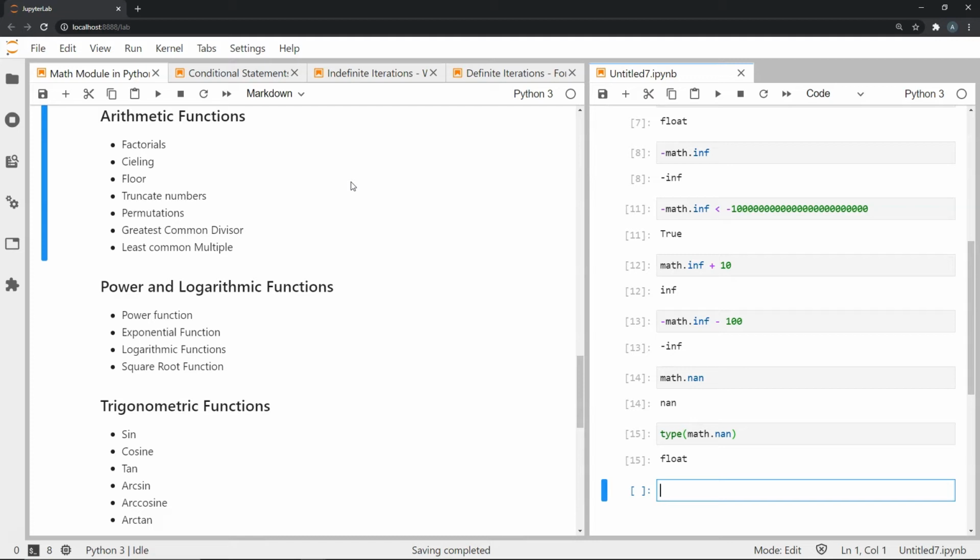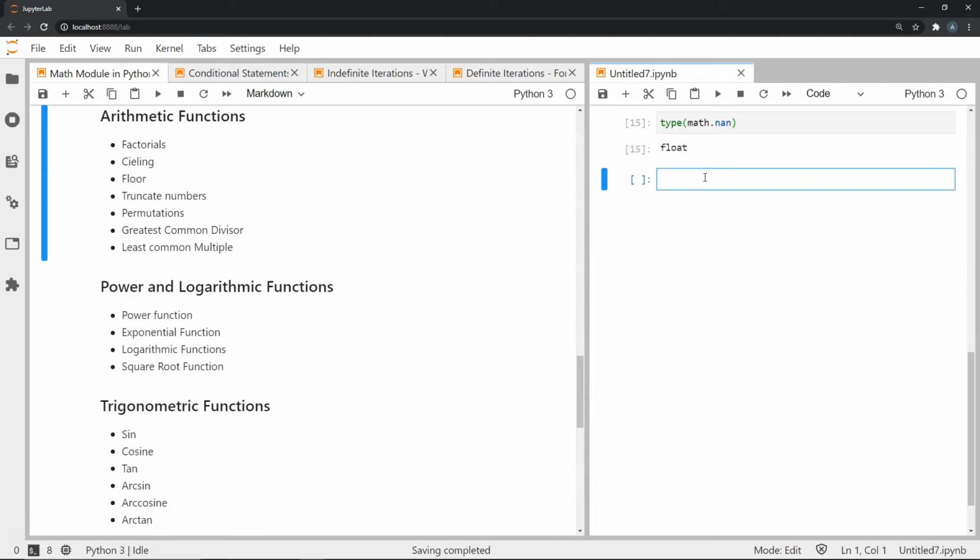Some of the common arithmetic functions that are available to us are factorials, the ceiling operation, floor operation, permutations, and combinations. You can find the greatest common divisor or the GCD, and the LCM or the least common multiple, and you can truncate numbers. So let's look at them one by one. Starting off with the factorial operation. The factorial operation is done using the factorial function. Actually, it's defined like this, math.factorial.